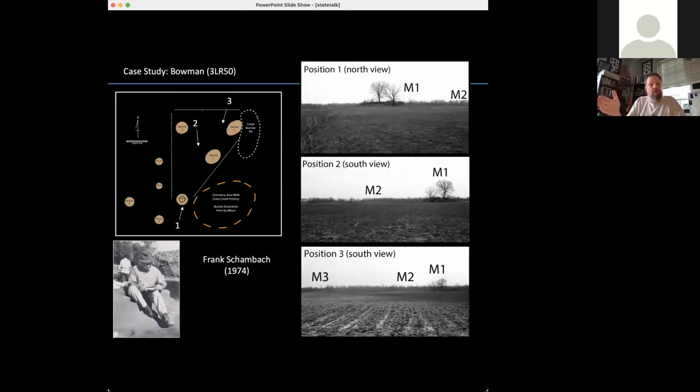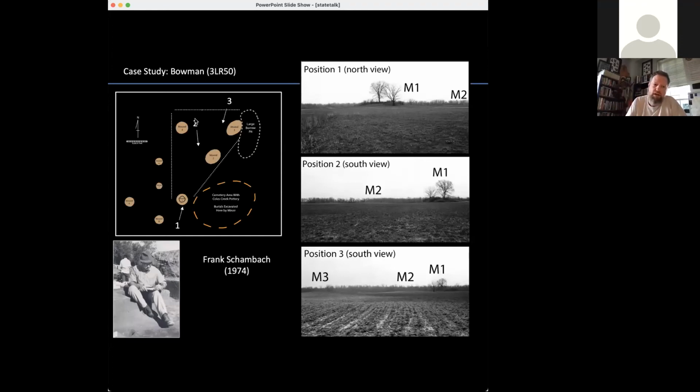So the other bookend, 1974: Frank Schambach, who was the station archaeologist in Magnolia at the time, visited the site. He took photographs of what he described as the last 3 surviving mounds. This is in his daily logs. The 3 large mounds are 1, 2, and 3.